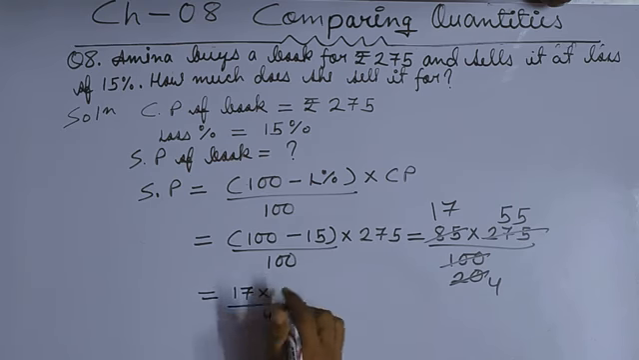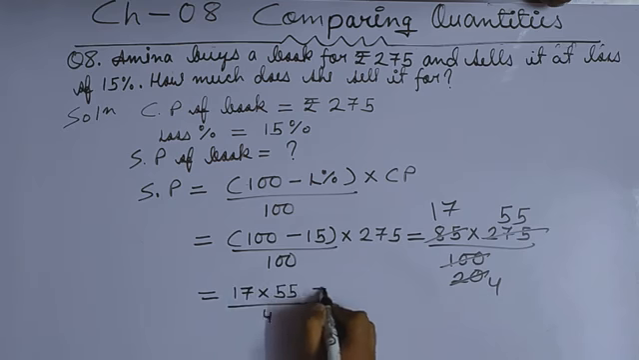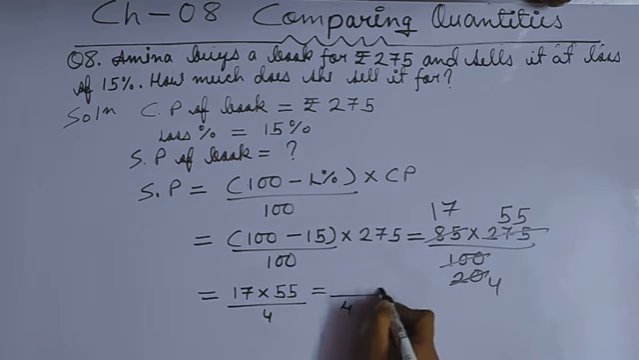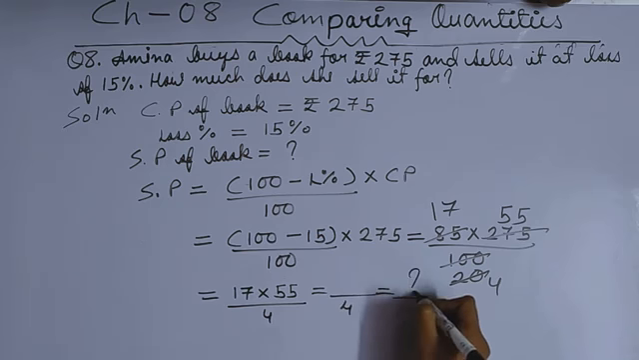जब आप इसको 17 को 55 से मल्टीप्लाई करेंगे, जो आंसर आपको आएगा उस आंसर को आपको क्या करना है? 4 से डिवाइड करना है. फाइनल आंसर निकल गया, दैट विल बी योर व्हाट? This will be your selling price of the book, and this you will calculate by yourself as a homework.